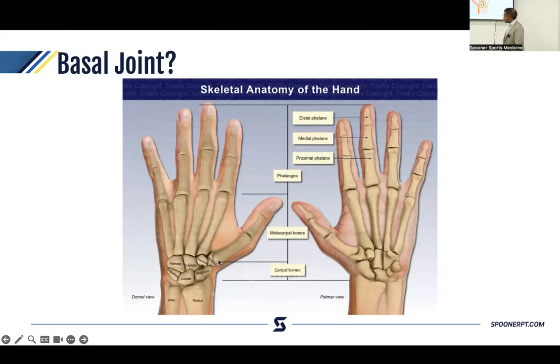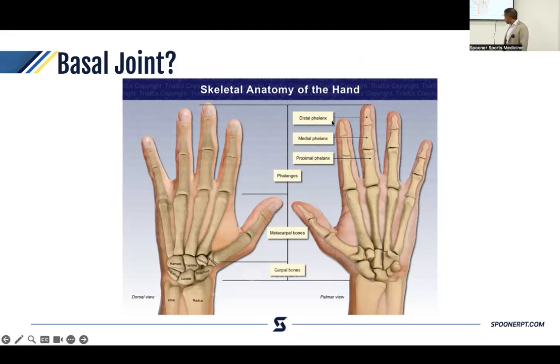So these are your wrist bones here. We call them your carpal bones. And this is your thumb metacarpal. Throughout this presentation, I'll be constantly saying thumb metacarpal, and that's this bone here, kind of down deep into the web space. And then the other bone that's involved in that joint is the trapezium. So that joint there is what we call the basal joint.